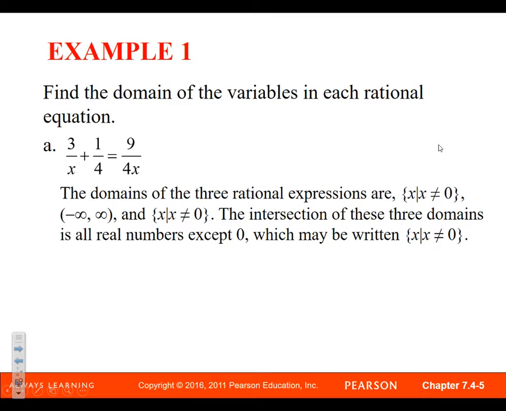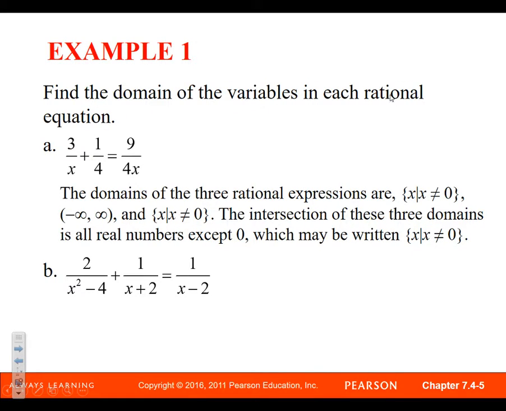So in this case, it's pretty easy to see that x cannot be 0. Okay, it can be anything else other than 0. Obviously here, if I put a 0 there, it would make this fraction undefined. Or if we put 0 there, it would make that fraction undefined. So let's take a look at this one.